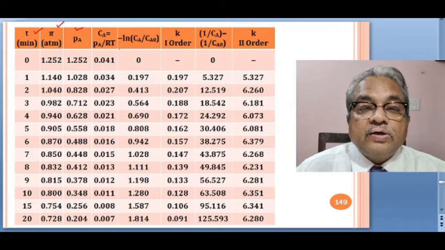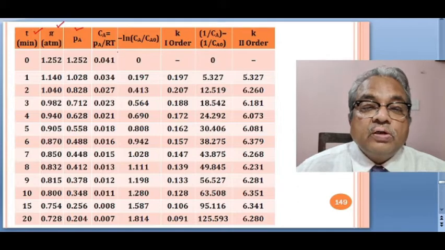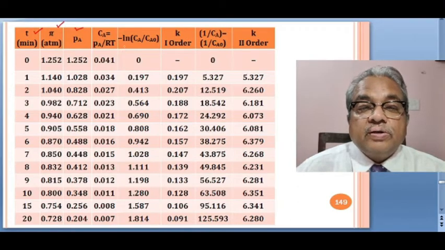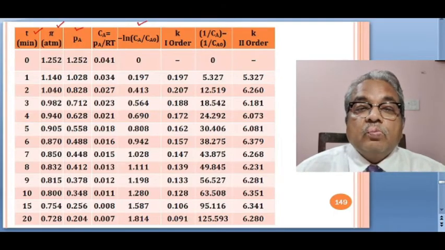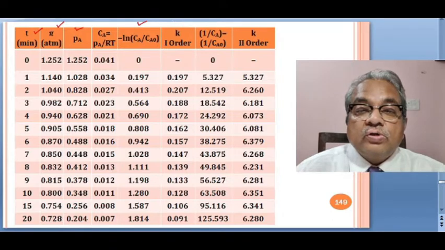Okay, reaction is at 100. So this is 273 plus 100, 370, minus ln of Ca by Ca0. This you will calculate. Minus ln of Ca by Ca0 is equal to Kt. This is for first order rate law. So you will test for first order rate law.